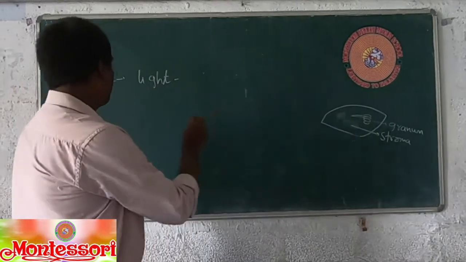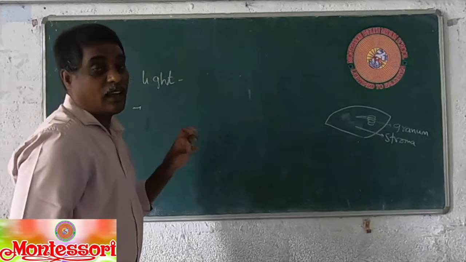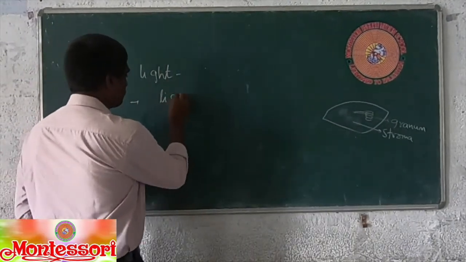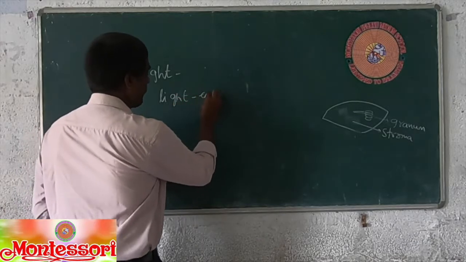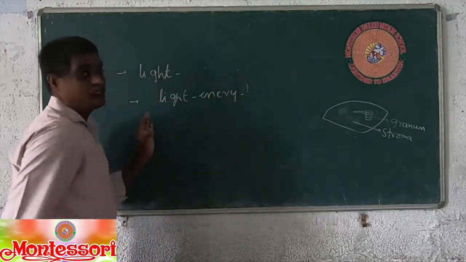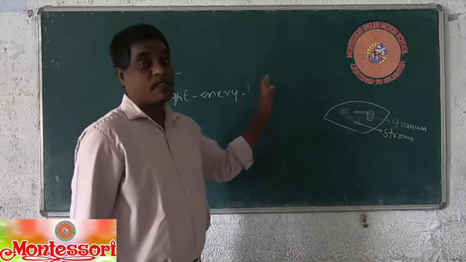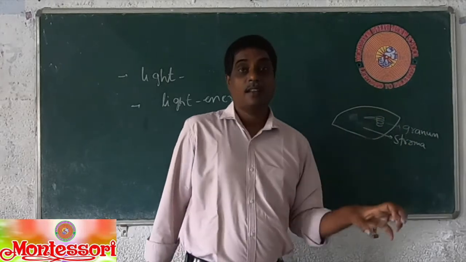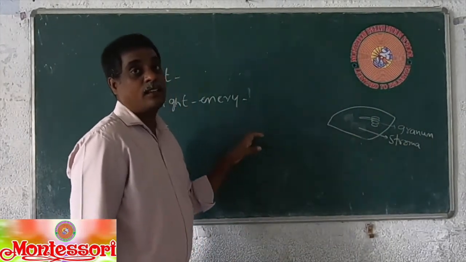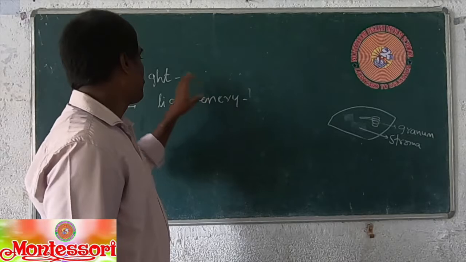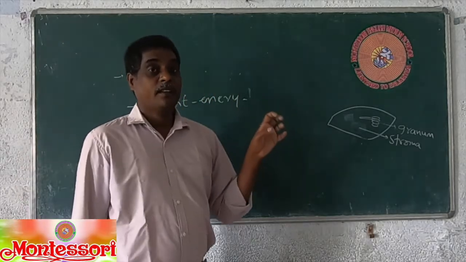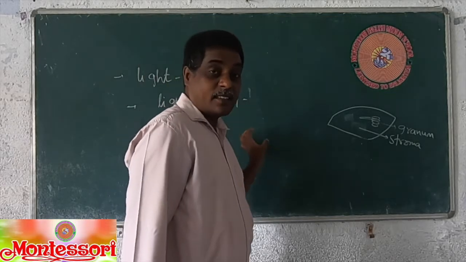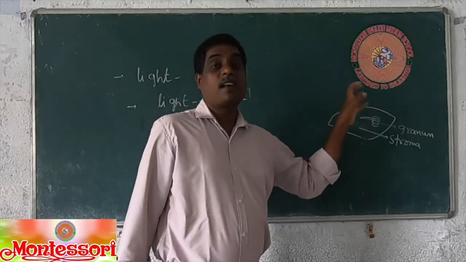That means once the light energy is captured, by using this energy the events of photosynthesis are going on. For the initiation process the light energy is required. After that, by using this light energy the photosynthetic events are going on.